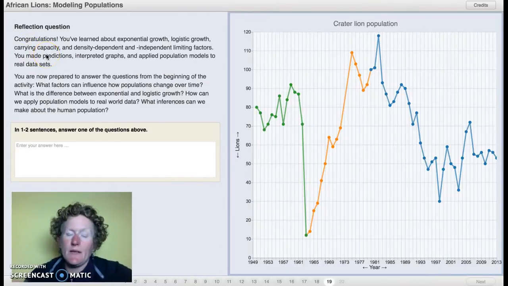Congratulations! You've learned about exponential growth, logistic growth, carrying capacity, and density-dependent and density-independent limiting factors. You made predictions, interpreted graphs, and applied population models to real data sets. You're now prepared to answer the questions from the beginning of the activity. Which one did you choose? What factors can influence how populations change over time? What is the difference between exponential and logistic growth? How can we apply population models to real-world data? That was the UN data we just talked about. What inferences can we make about the human population? So take some time, do some thinking, and write your answer.